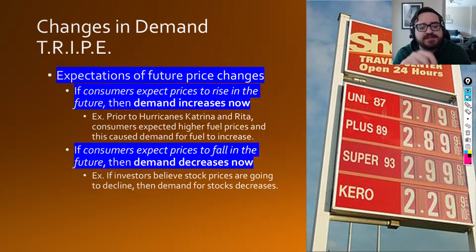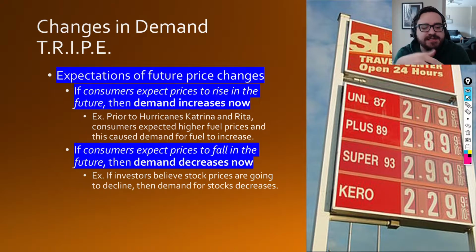If you expect prices to fall in the future, demand decreases now. This happens every year in fashion, where you know things are going to go on sale in like a month because you've been kind of late to the party. So you're just like, you know what, I'm going to buy my hoodies in March or April, because at that point they'll start to go on sale because it's no longer winter and no longer very cold.